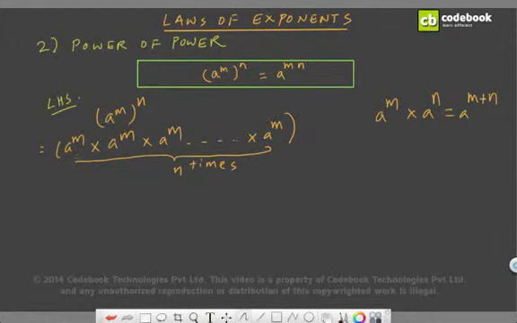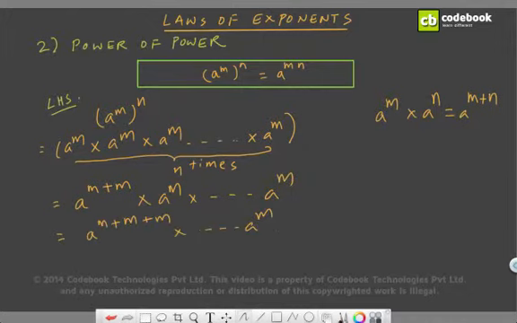So if you observe this expression, it is in the form of a to the power m multiplied by a to the power n, which in this case is m. So we can write this expression as a to the power m plus m, the first two terms, multiplied by a to the power m, and so on to a to the power m. If you apply the same formula to the first two terms, you will now get a to the power m plus m plus m, and so on to a to the power m.